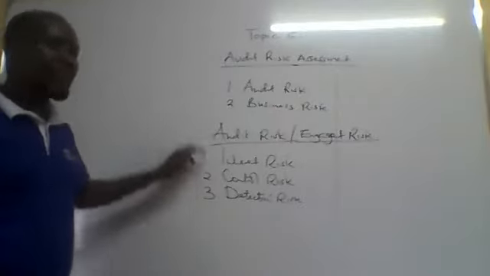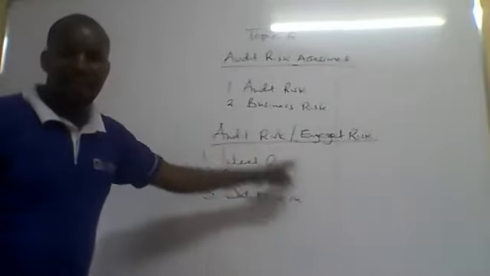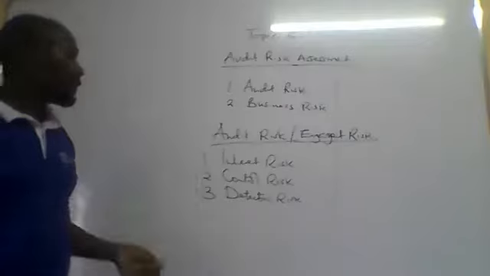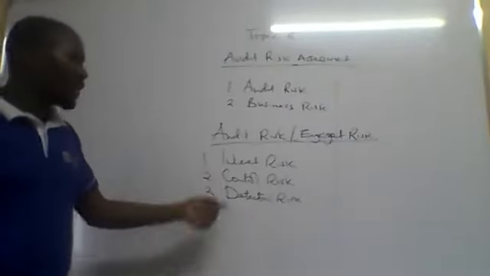Now, what causes that kind of audit risk? These are the elements or examples of audit risk. The first one is called inherent risk. The second one is control risk. And the third one, detection risk.